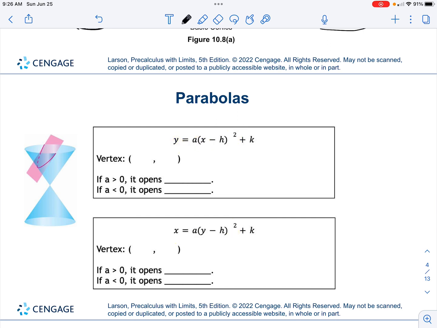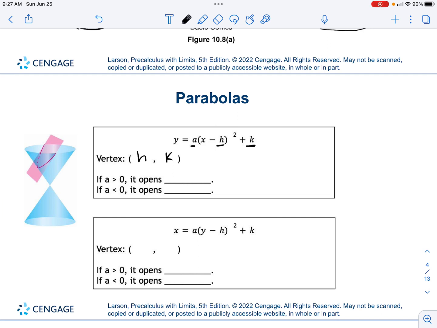The first one, the top box here, y equals a, quantity x minus h squared plus k. The vertex would be h, k. So you get your vertex by taking the number in the parentheses with the x and taking the opposite of it. So the standard form is minus h in the parentheses. So we're going to take h, which is the opposite of negative h, and then the number that is added or subtracted after the parentheses will be the second number of the vertex, and that is k.